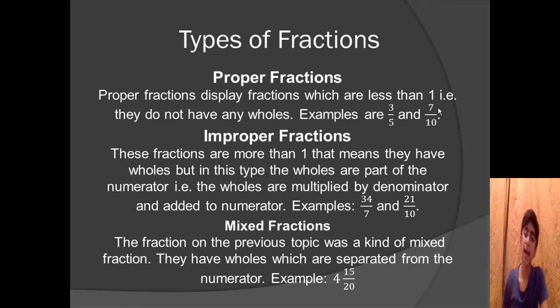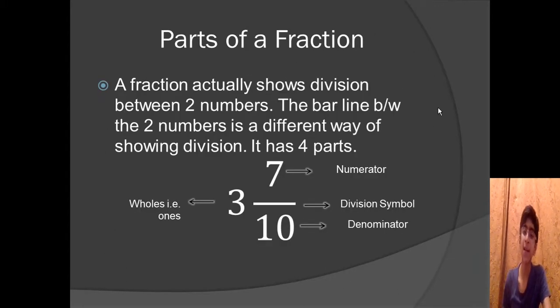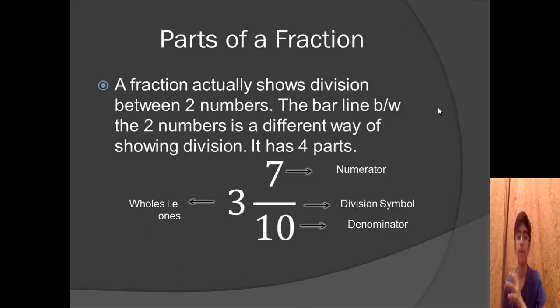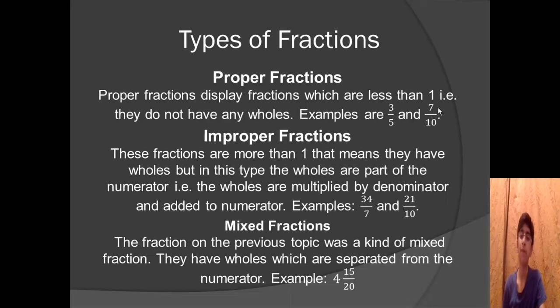Let's move on to the third type, which is mixed fractions. The fraction we saw in the previous topic is a mixed fraction because the whole is separated and the fraction is separated. This shows a mix of two different types. They have a whole separated and the parts of one separated, which are not yet a whole. This is an example of a mixed fraction, and another example is 4 wholes and 15 over 20.